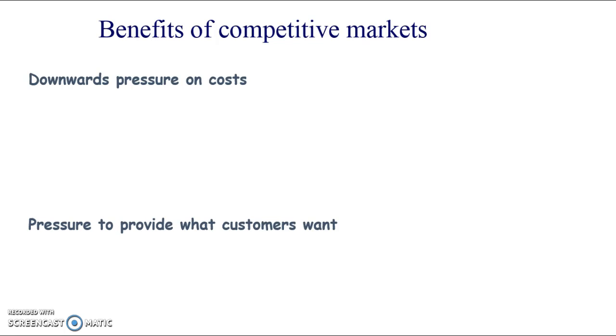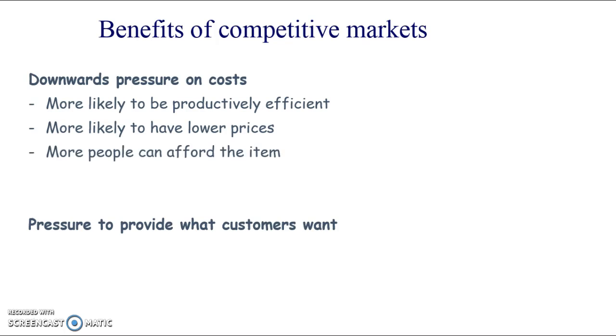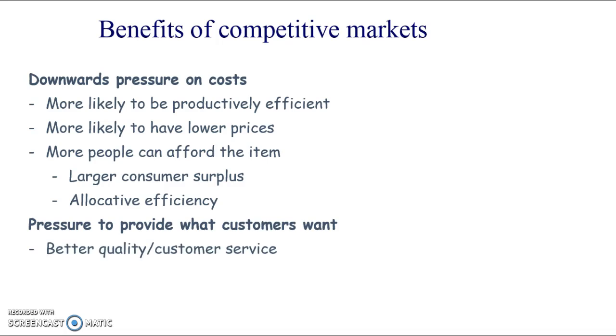So some of the benefits of having a competitive market are that we've got downwards pressure on costs, and so we're more likely to be productively efficient, and more likely to have lower prices than a non-competitive market. More people can afford the item, there's a large consumer surplus, so it's more likely to be allocatively efficient. If it's perfect competition, it will be allocatively efficient, but the closer towards perfect competition we get, the more allocatively efficient it should get. There's also pressure to provide what customers want. So not all competition results in price competition. Firms might compete in non-price ways, providing better quality, better customer service, more choice. And this should add to allocative efficiency as well, because allocative efficiency is about providing what customers want and need, and matching those preferences.